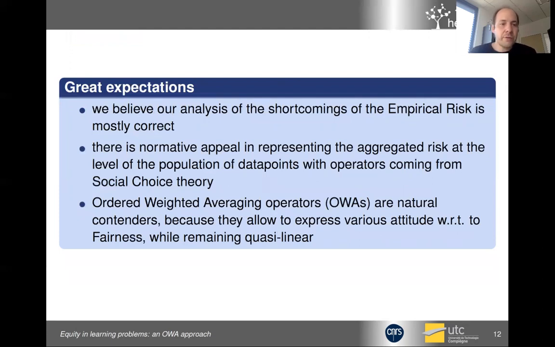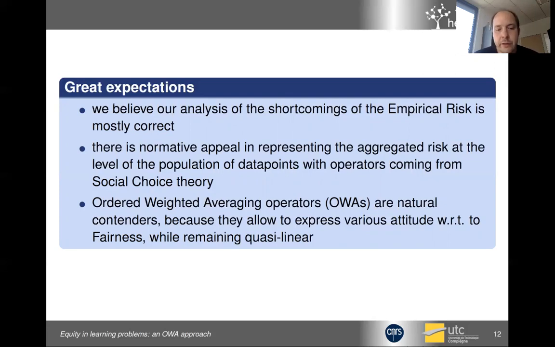Still, even if the results are a bit disappointing, we have great expectations for what's to come with this approach, because for one, we believe that our analysis of the shortcomings of the empirical risk is mostly correct, as shown, for example, by the proof of concept. There is also quite a normative and, I would say, even axiomatic appeal in representing the aggregated risk using tools from social choice theory, because you have a lot of reasons that may say that this is a good idea, at least in social choice theory. So we would like to transfer those reasons to machine learning.